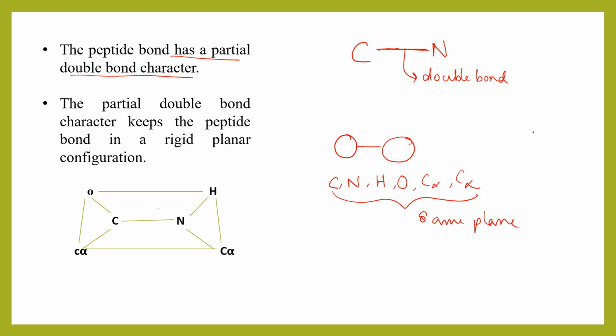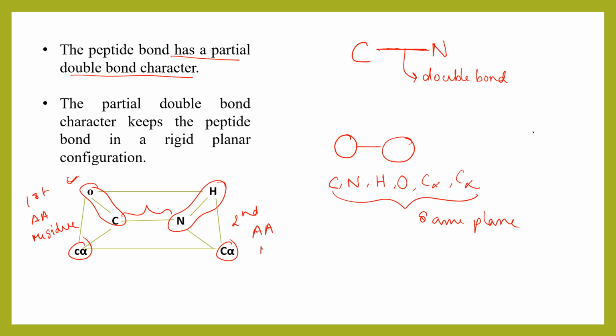You see here in this structure, this is the peptide bond, and the CO and C alpha of the first amino acid residue and the NH and C alpha of the second amino acid residue are all on the same plane. Therefore, the peptide bond has a rigid planar configuration.